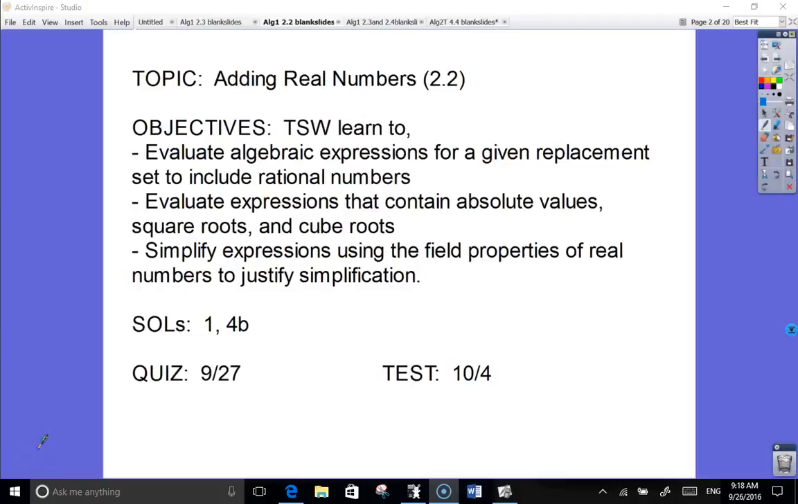Okay, quiet please. So today we're going to do adding real numbers. Right? Adding. What does it mean to add real numbers? And I know in most cases that this is.